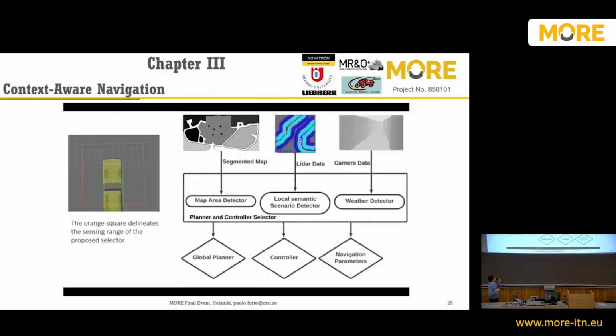And this system receives some data from the segmented map of the environment, and receives some information from the LiDAR sensor and from the camera. What it's doing is using this information to select the best global planner strategy and control strategy that you can use, and of course also to set navigation parameters. So maybe if it is foggy, as in this case, you need to reduce your velocity, because maybe you cannot see so far, so you need to be able to brake at any time.